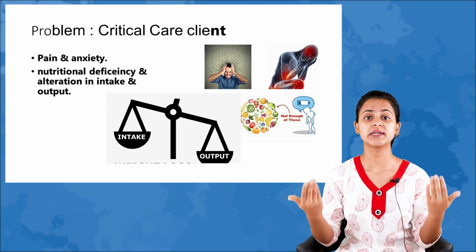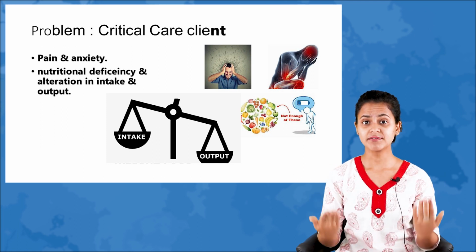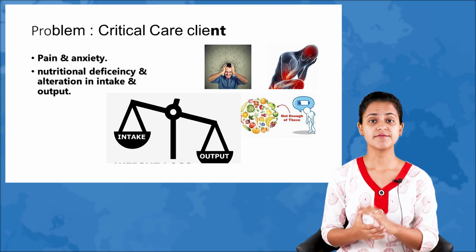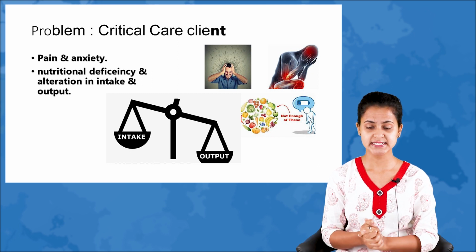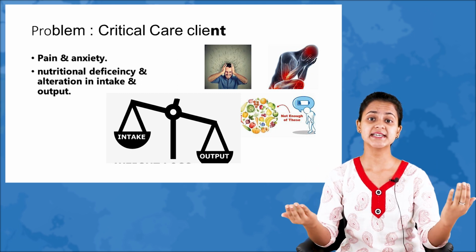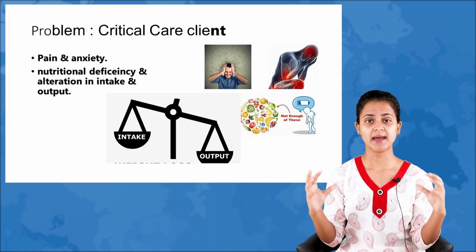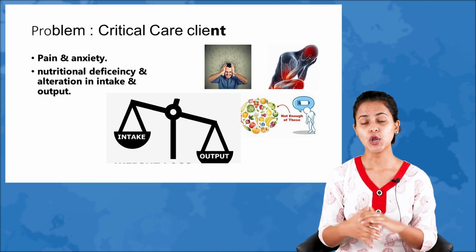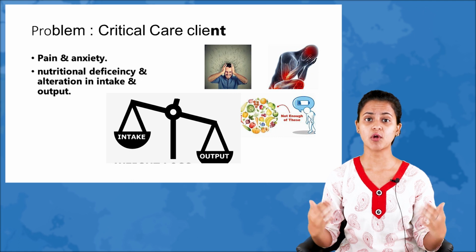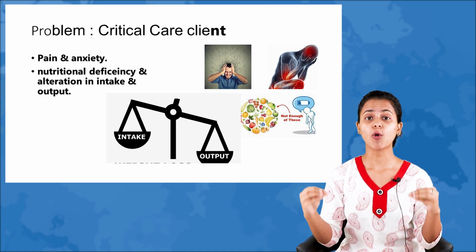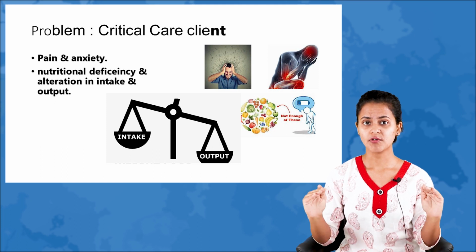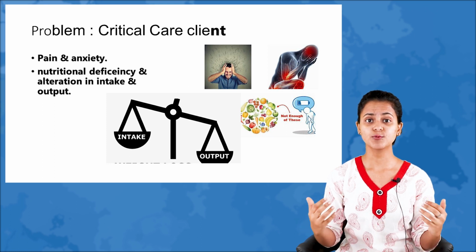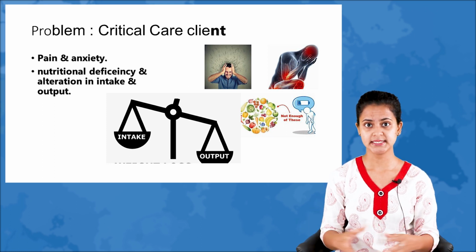The next problem is that the client can present in a critical care unit with an altered level of consciousness, and may not be oriented to the environment. Nutritional deficiency or altered nutritional status, even alteration of intake and output, is very common among clients admitted to a critical care unit. Because you have to remember, most clients will have a severely progressed disease condition, which will alter their intake of diet and fluid. That is the reason nutritional alteration and fluid electrolyte imbalance are very commonly seen among clients in the intensive care unit.